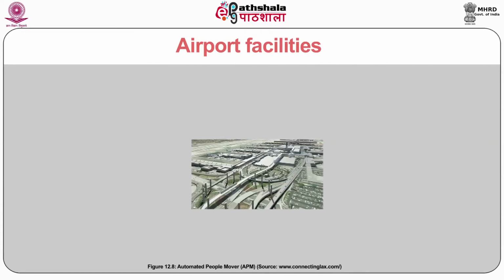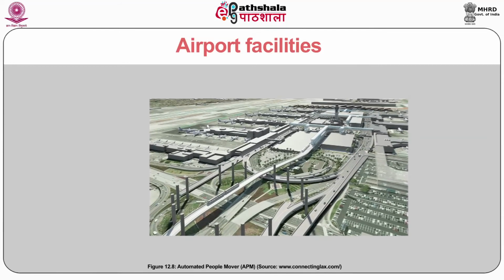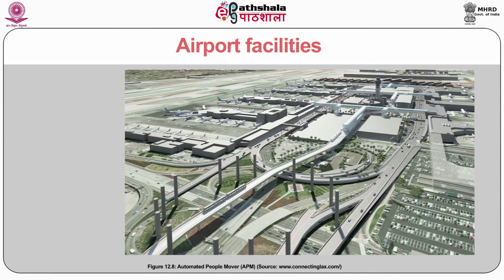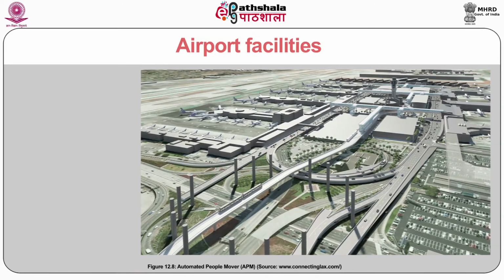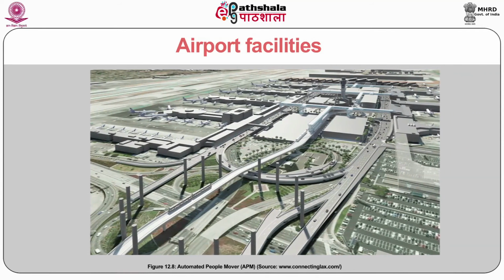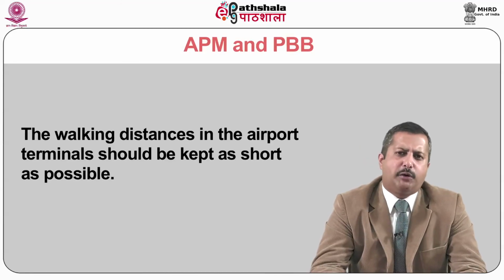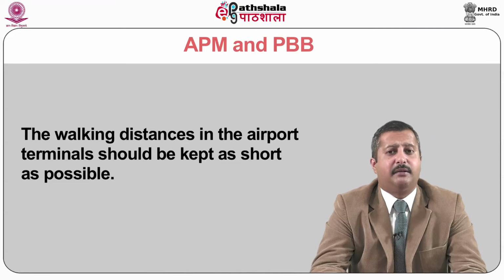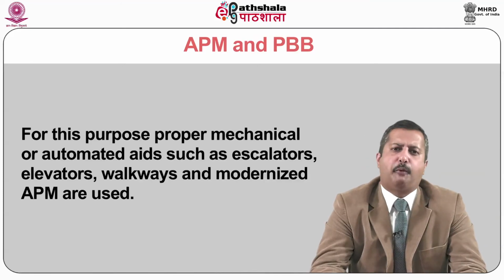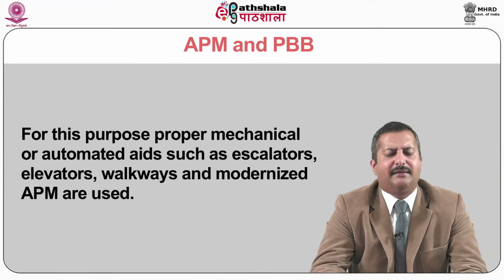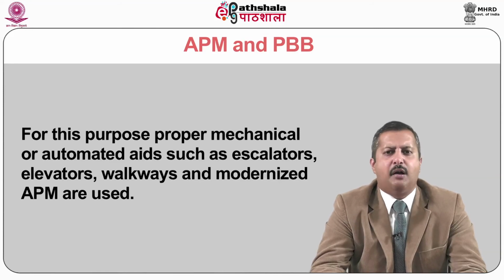Passage between landside and airside is tightly controlled at all airports. To access the airside, one has to undergo security and passport control. Now I will discuss the automated people mover, that is APM, and passenger boarding bridges, which are known as PBB. The walking distances in airport terminals should be kept as short as possible. For this purpose, proper mechanical or automated aids such as escalators, elevators, walkways and modernized APM are used.